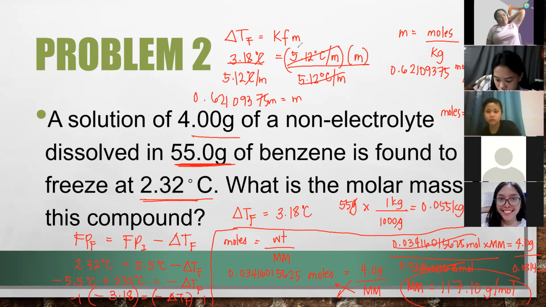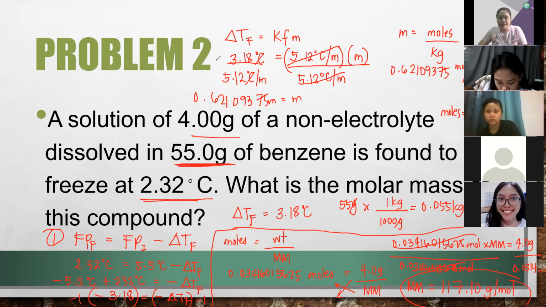And copy the writings on the screen. Again, this one is a bit difficult, so you really have to analyze the problem. This is looking for the molar mass, class. So ito yung first step dito nasa baba. First, look for the change in the freezing point temperature using this formula here sa baba.